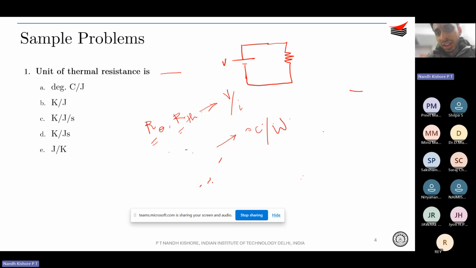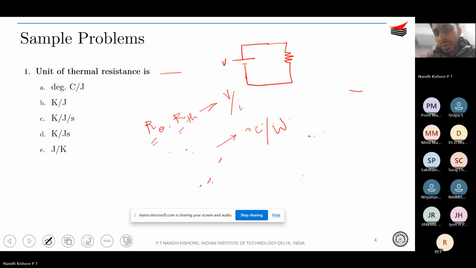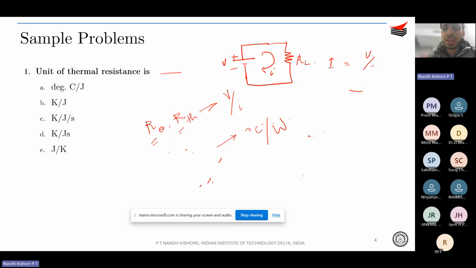And a load resistance, right? Let me call that RL. Okay. So due to this connection, there would be a current flowing in the circuit, and let us denote that as I. So we of course know that I is equal to V by RL. So this is in electrical terms.